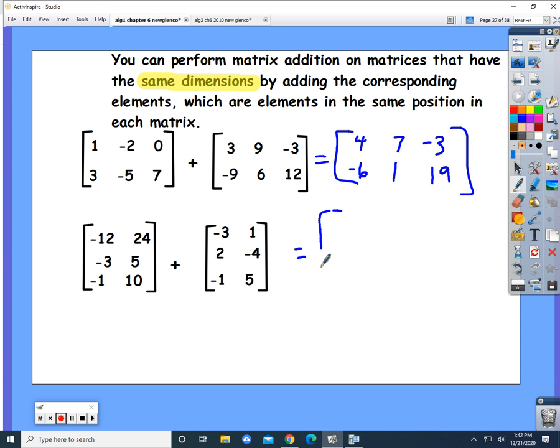Let me do this one. -12 plus -3. 24 plus 1. -3 plus 2. 5 plus -4. -1 and a -1, a 10, and a 5 is 15. So that's how you add them.